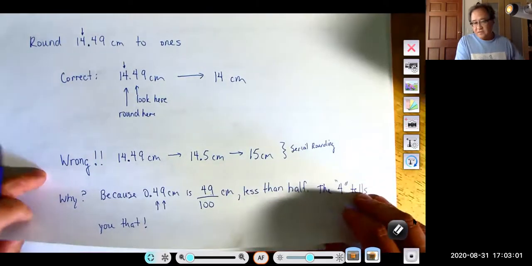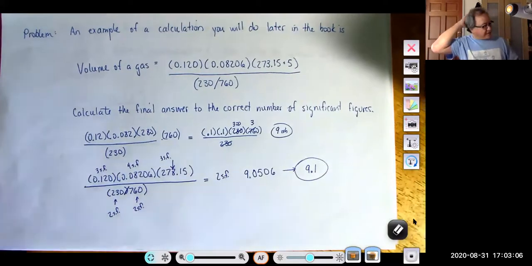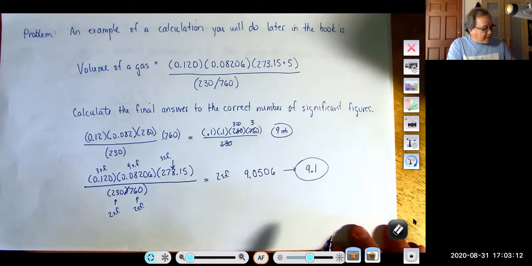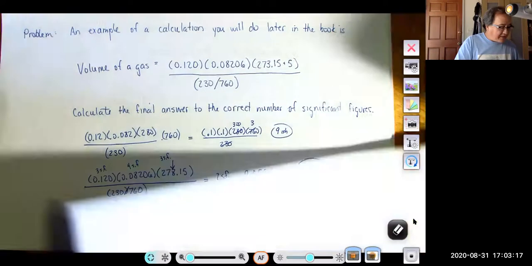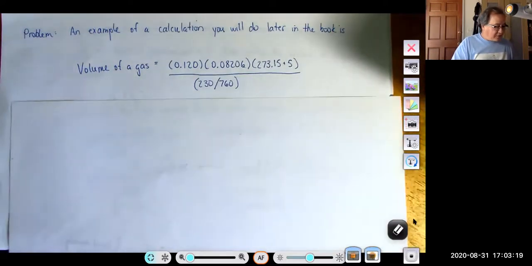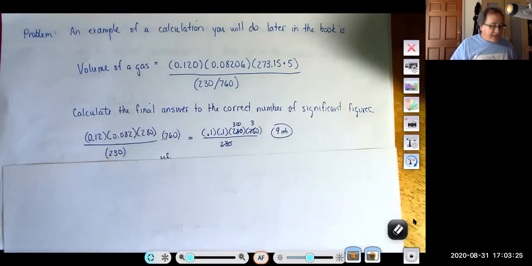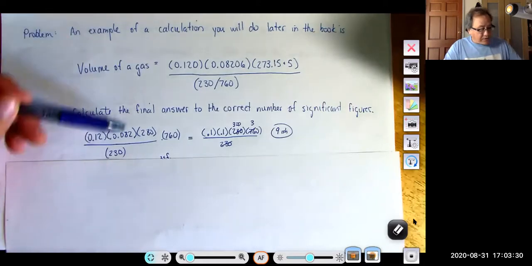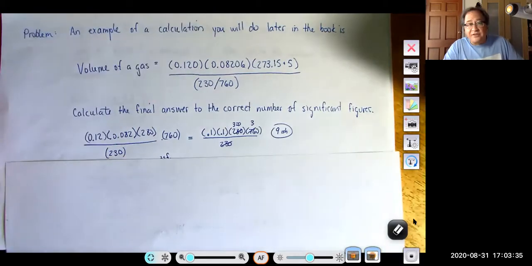Okay, so here's an example from the book. A calculation that you'll do later in the book. This is the volume of gas, and we're supposed to calculate the final answer. So let me show you what I've done. Here, first of all, I'm getting my ish. So we have 0.12, 0.082 I rounded, 280 because 273 plus 5 is like 278. I rounded it to 280 because I didn't want to mess with it.